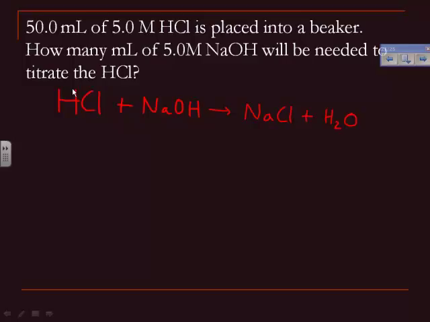So we're going to start with the HCl. We have 0.0500 liters times 5.0 molarity. Remember, liters times molarity will give us moles. When we multiply that together, we get 0.25 moles HCl. Now we can go from moles of HCl to moles of NaOH. This is the stoichiometry step.